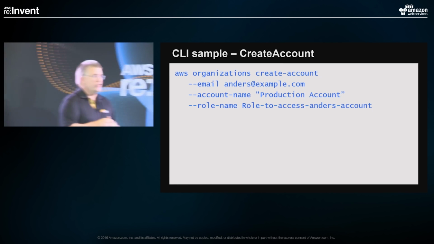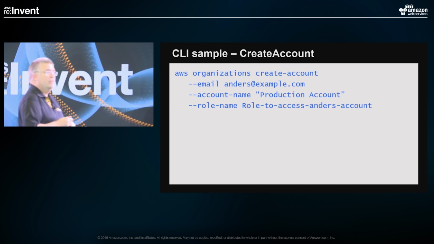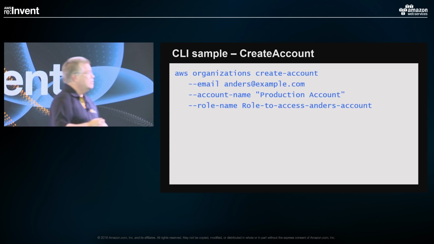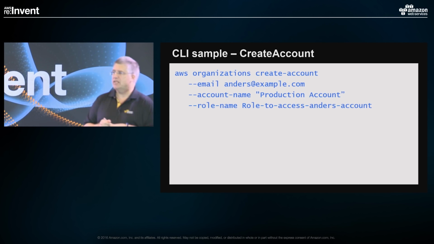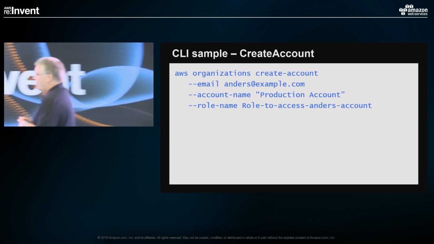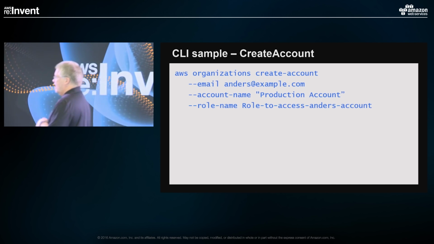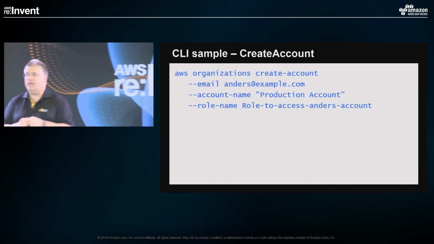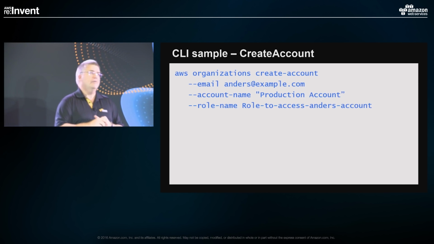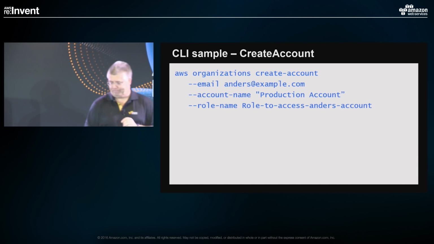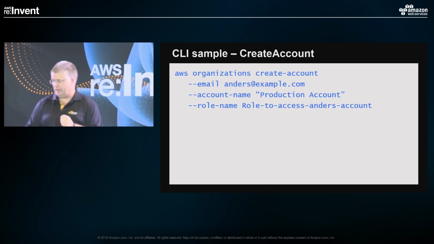This is what it would look like if you use the CLI. Very simple. I give it an email address. Yes, it's a fake email address, but you give it an email address. You give it a name. I call it production account, and then I give it a role. That's all you need. You hit return. The account gets created. It's done. No more need to do anything extra.